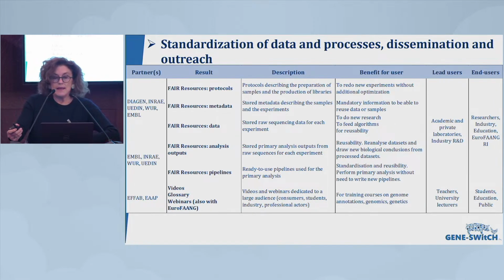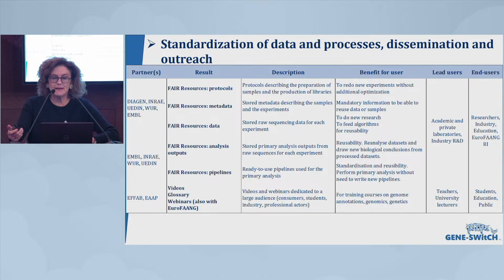Well, and then, where am I now? Voilà. About standardization of data and processes, dissemination and outreach. This is the third main objective. So here, about what I already said, in fact, it's FAIR resources: protocols, metadata, data, analysis outputs. And you can see the description in the middle. So protocols that are available are made and tested. They can be improved, of course, but this is the first standard, and like all standards in biology it is evolving. But at least you have a process that is really controlled and can be followed by the community.